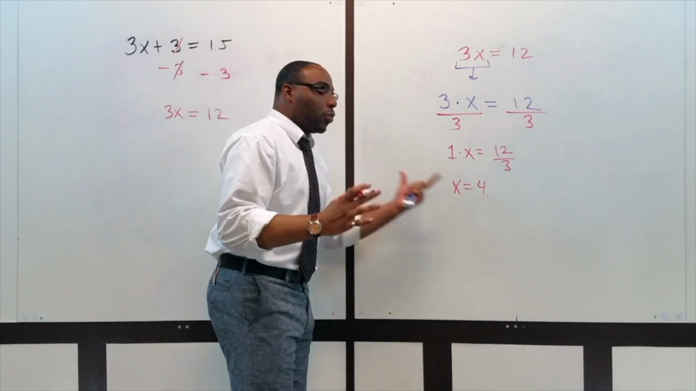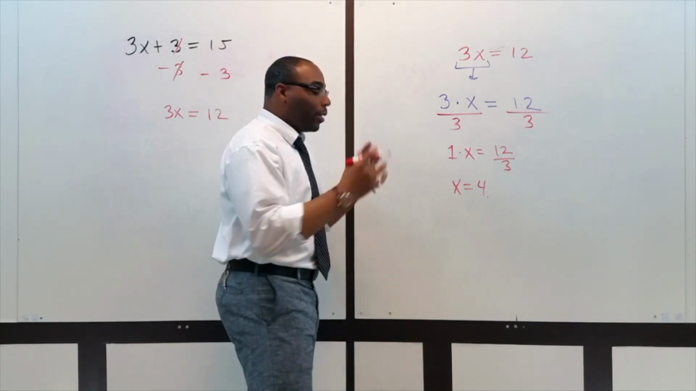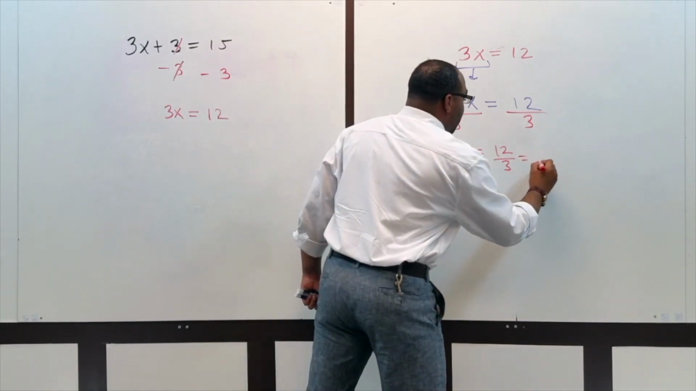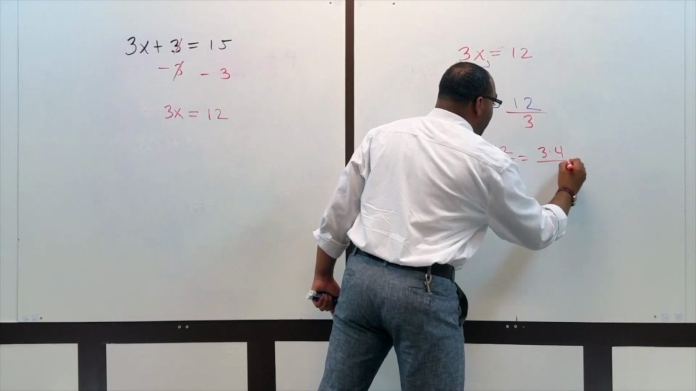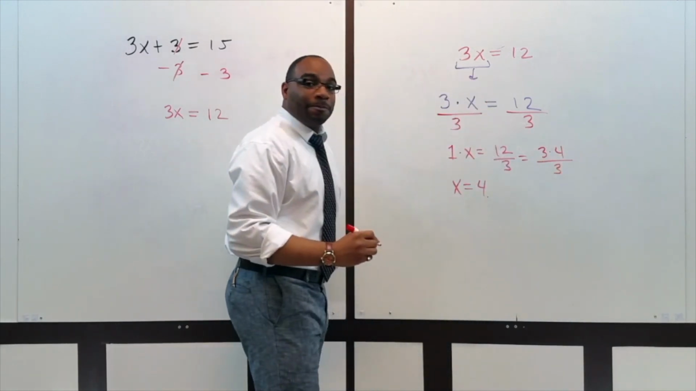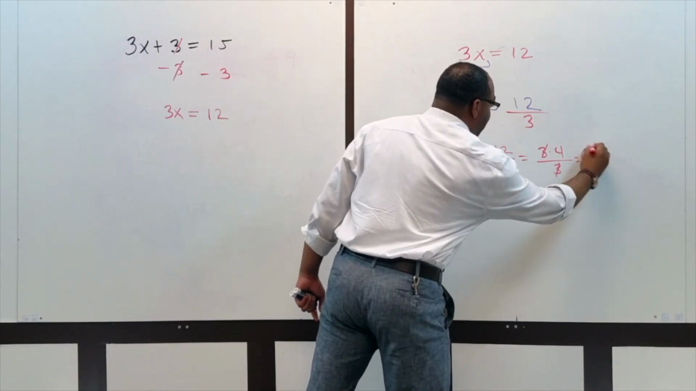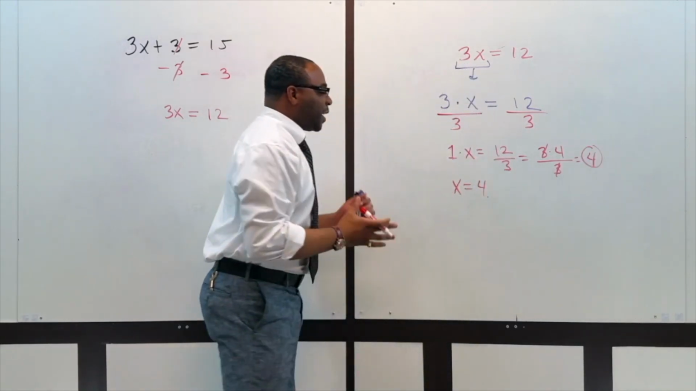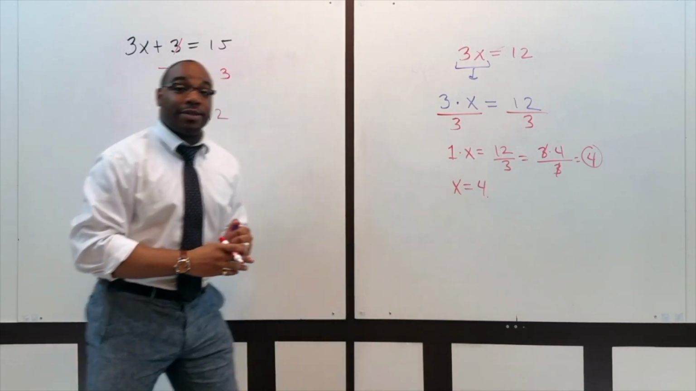But let me show you a cool trick, just in case you're skeptical. How do we know it's equal to 4? Well, think about this. 12 is equal to what? 3 times 4. And we have 3 here. If we cancel the 3's, we get 4. Isn't that amazing? So we finally got x by itself following our two-step methods for solving these equations.